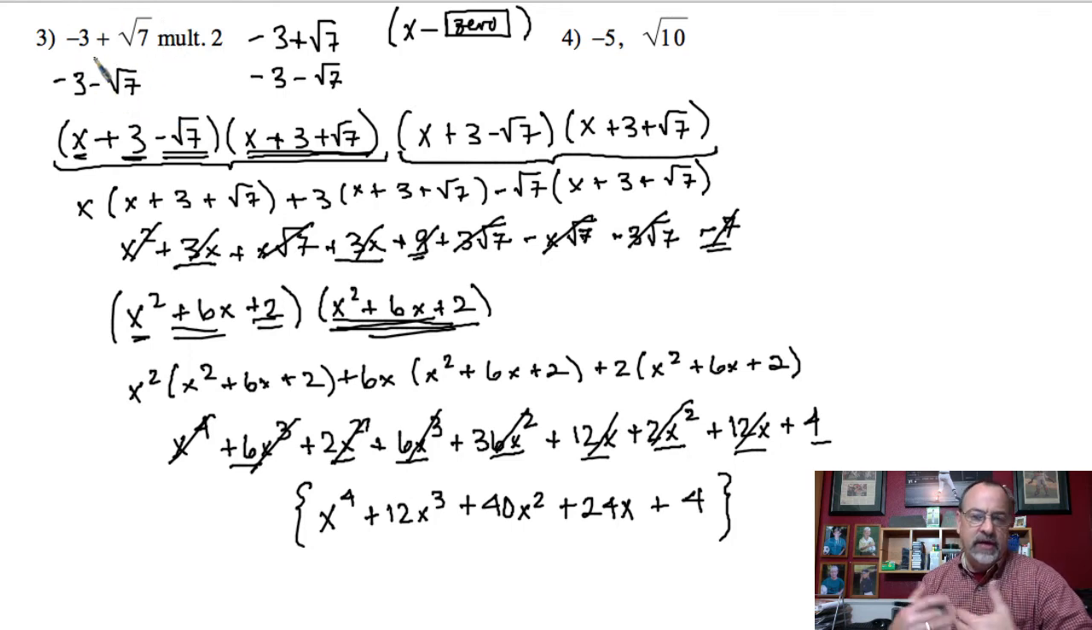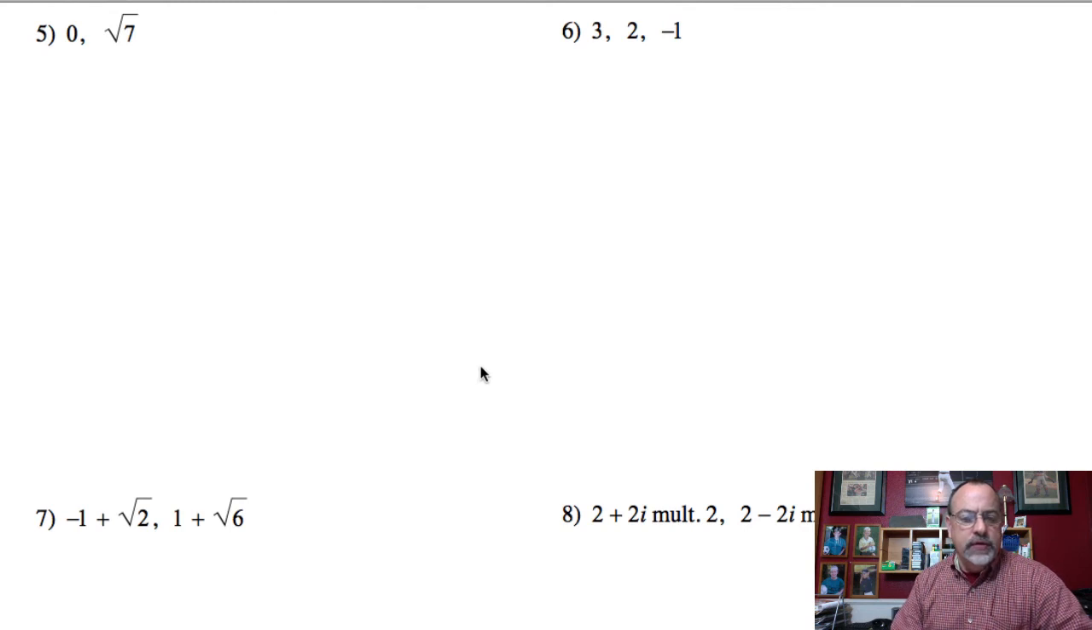And again, I have 4 factors because I know that irrationals come in pairs, and I know this has a multiplicity of 2. Okay, we'll do a couple more examples. I'm going to do one kind of easy one, but because it has a 0, I just kind of want to have you take a look at that one.